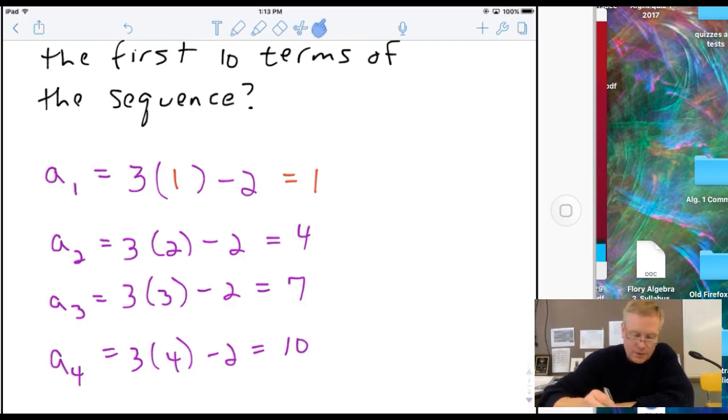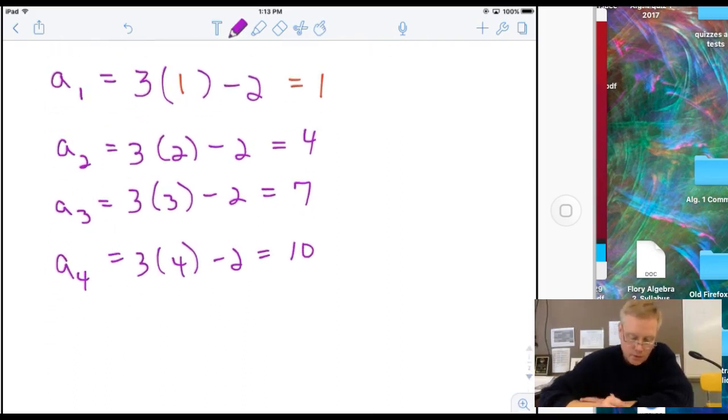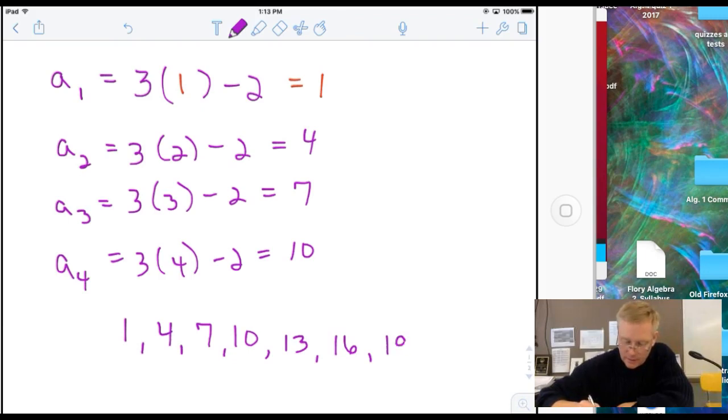All right, so this is the sequence. Now you can sit there and keep doing those out. However, at a certain point, I'm looking at this pattern. I'm going 1, 4, 7, 10. Okay, so I'm adding 3 every single time, which means I know the next number after that is going to be 13, and then 16, and then 19, and then 22.